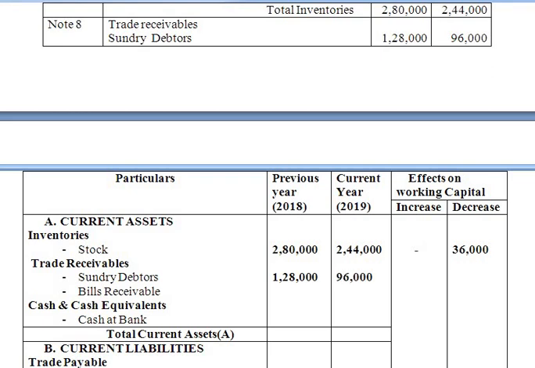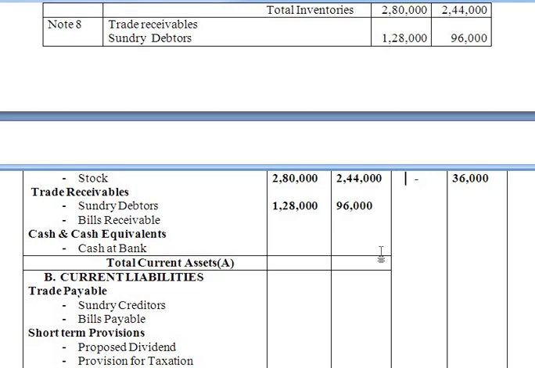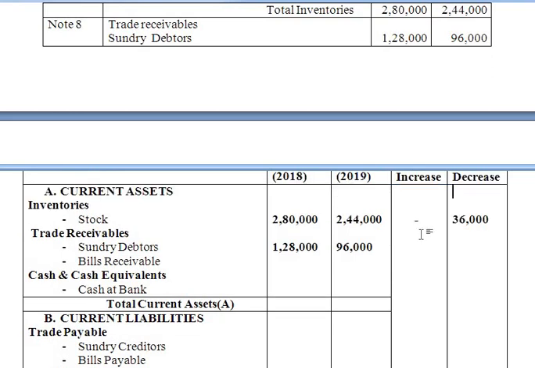Again there is a decrease in current assets, that is, a decrease in sundry debtors leads to a decrease in current assets, and the effect on working capital is that working capital also decreases. The amount will come in which column? In the decrease column. How much decrease in working capital? It will be 32,000.